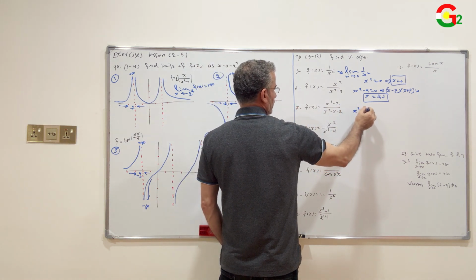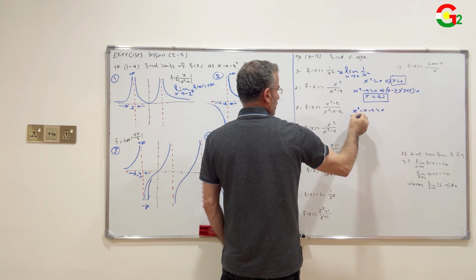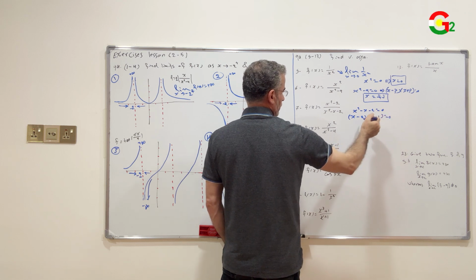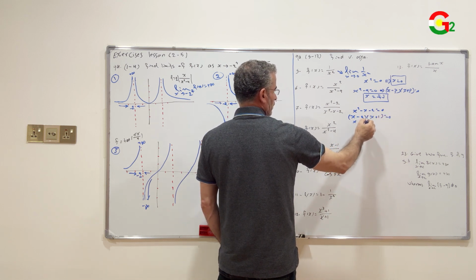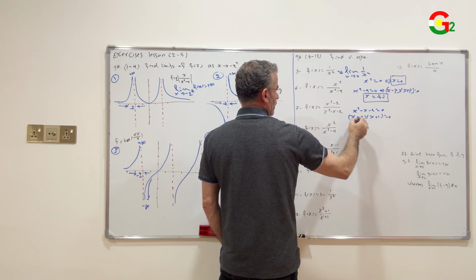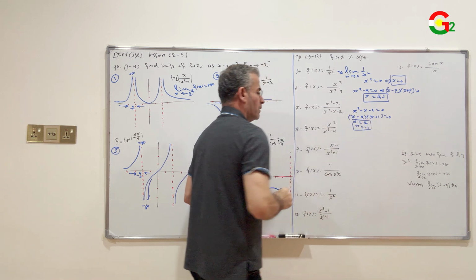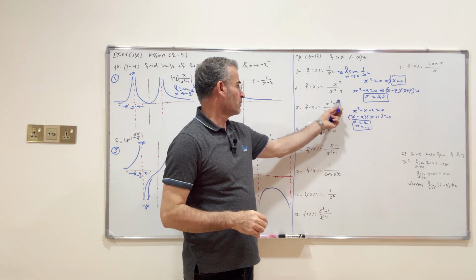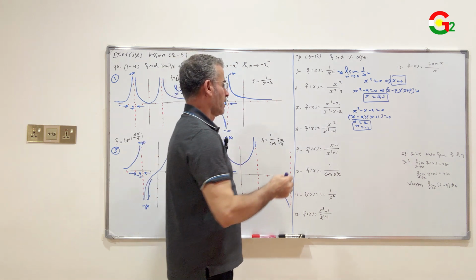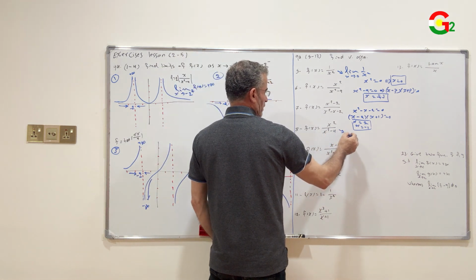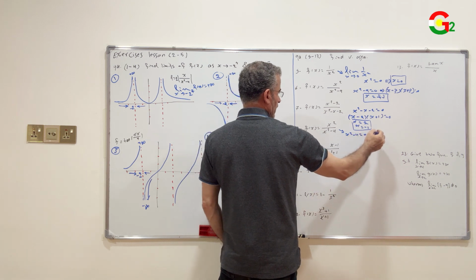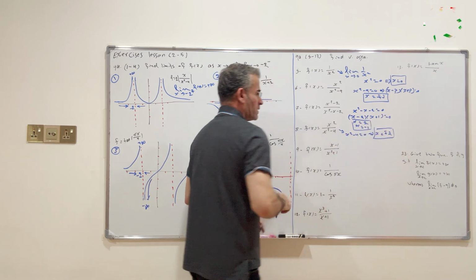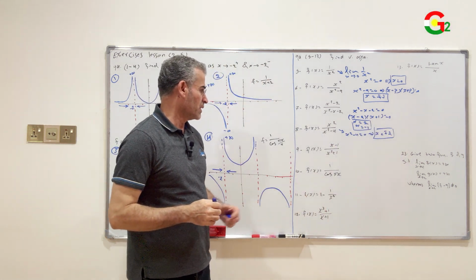Set x power 2 minus x minus 2 equals 0. By factoring, x minus 2 times x plus 1 equals 0. Then x equals 2 or x equals negative 1 are the vertical asymptotes for this function, since these values do not make the numerator 0. Number 8, x power 2 minus 4 equals 0. That means x equals negative or positive 2. Negative and positive 2 are the vertical asymptotes for this function.